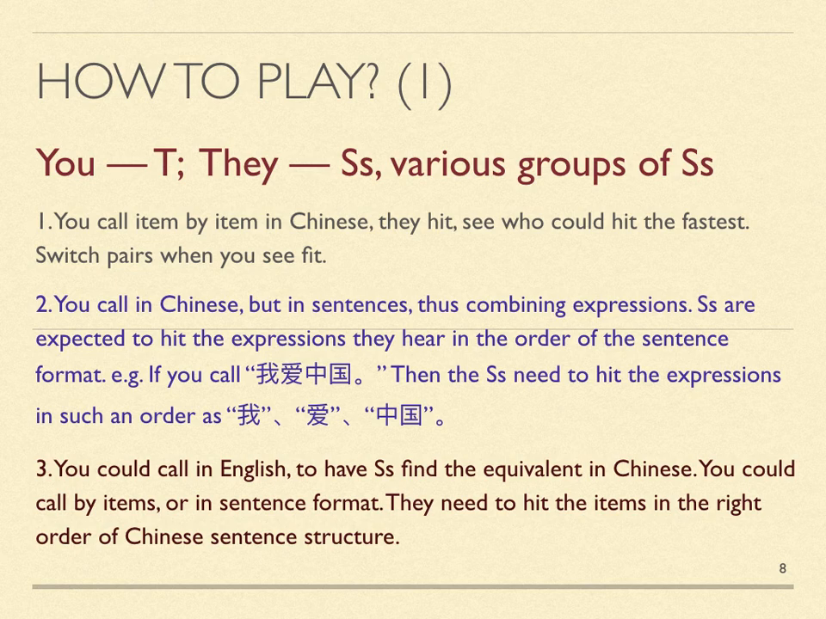You can also call the items in Chinese not item by item, but combine the items into sentences and then ask the students to hit the items in the order of the sentence. So, for example, if you say, I love China in whatever language you teach, then the students should hit I, the equivalent of I, and then love, and then China in that order.